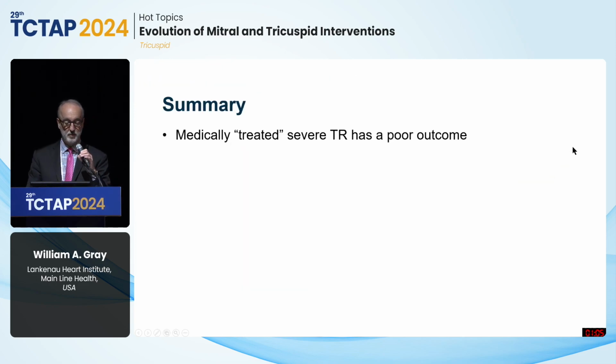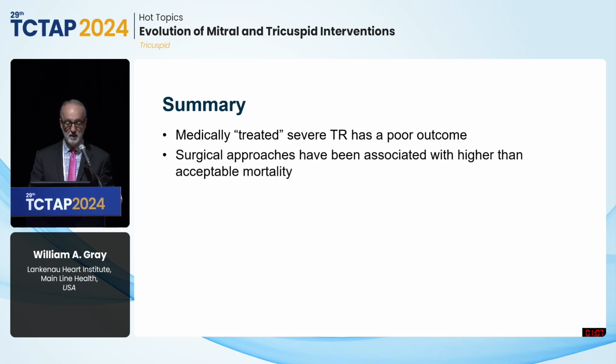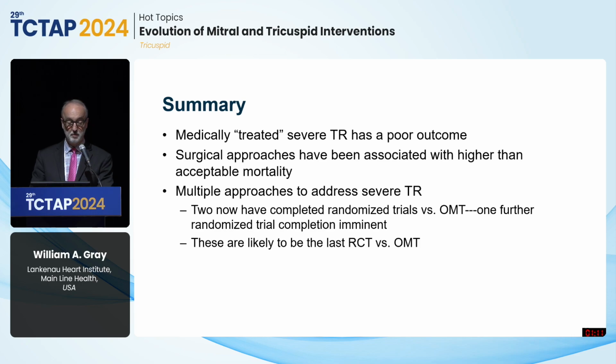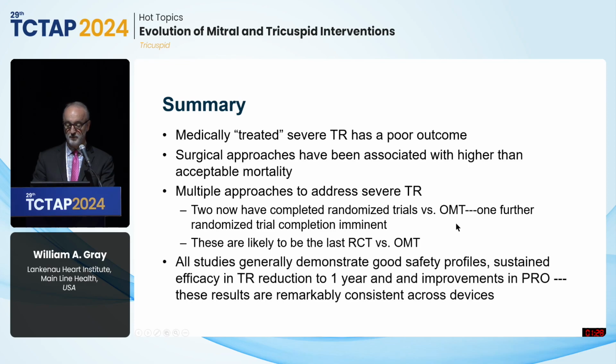So in summary, medically treated severe TR has a poor outcome. Surgical approaches have been classically associated with higher than acceptable mortality, and multiple approaches to address severe TR have been developed. Now 2 completed randomized trials versus optimal medical therapy, and 1 further randomized trial, the class 2 TR, completion is imminent. These are likely to be the last randomized controlled trials against medical therapy. The next will likely be against either a performance goal or an existing approved device.